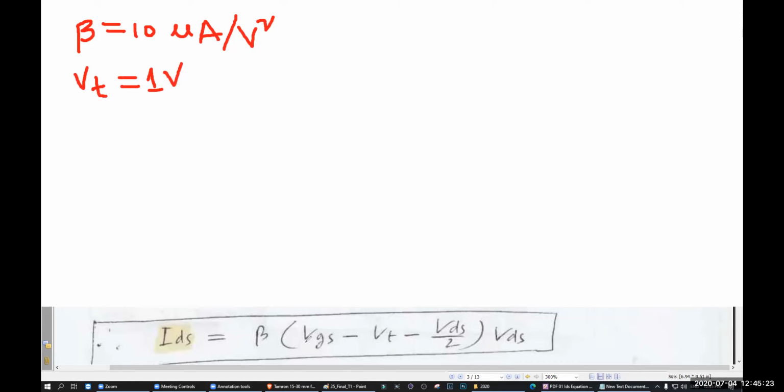Now you will change the VGS and VDS. So we will vary VGS from 0 to 5 and VDS from 0 to, let's say, 10. And we will vary those.